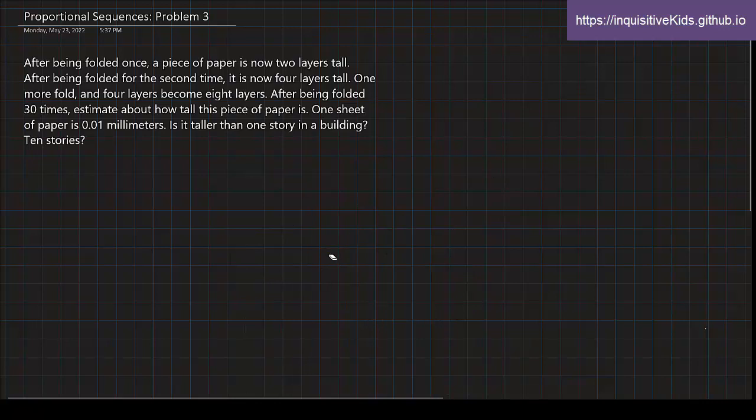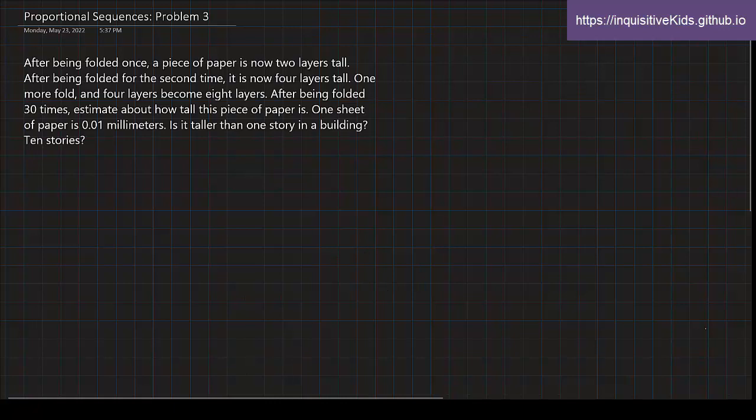After being folded for a second time, it is now 4 layers tall. So now it would look something like this. 4 layers, right? 1, 2, 3, 4. One more fold and 4 more layers become 8 layers.